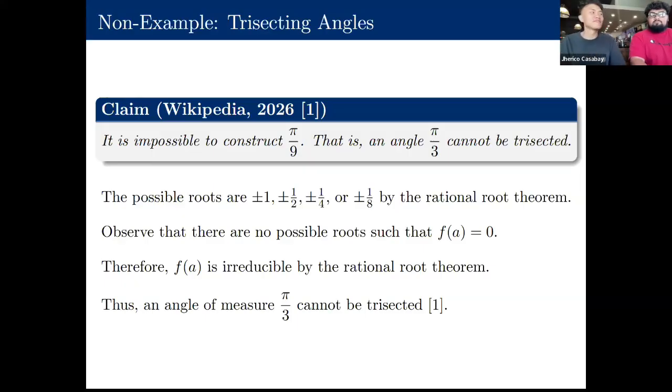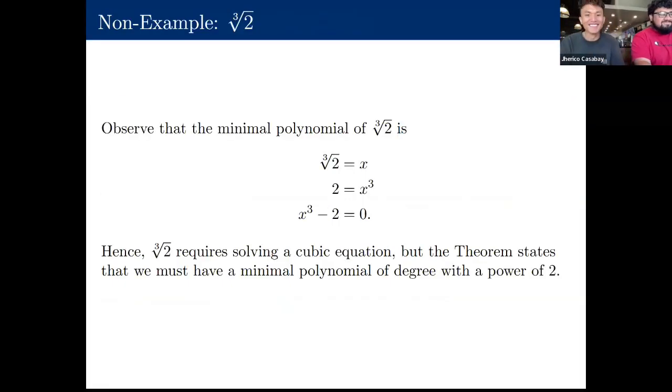That's it. We can do another example to further elaborate on this idea of using algebra to showcase whether or not these constructible numbers and angles are constructible. So we have another one, which is the cube root of 2. If we take the cube root of 2 and turn it into a polynomial that's equal to 0, we have x cubed minus 2 is equal to 0, and that's a cubic equation. And by the theorem that we stated, if a number is constructible, then its minimal polynomial has degree a power of 2.